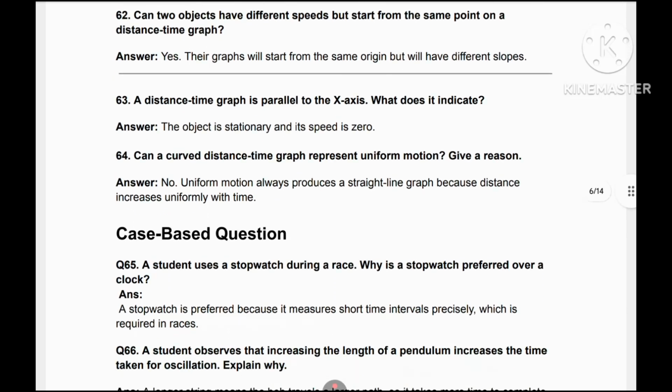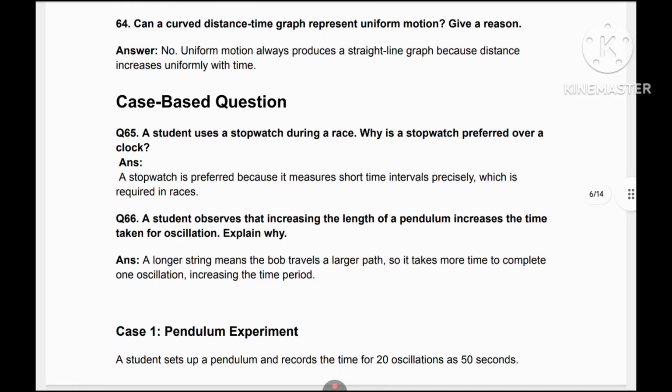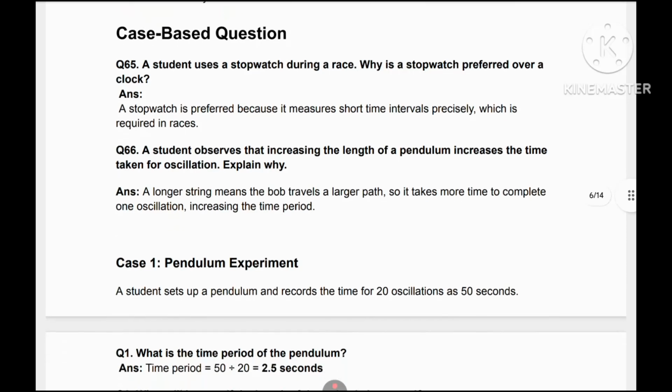Now these are the case-based questions. You can check them out.